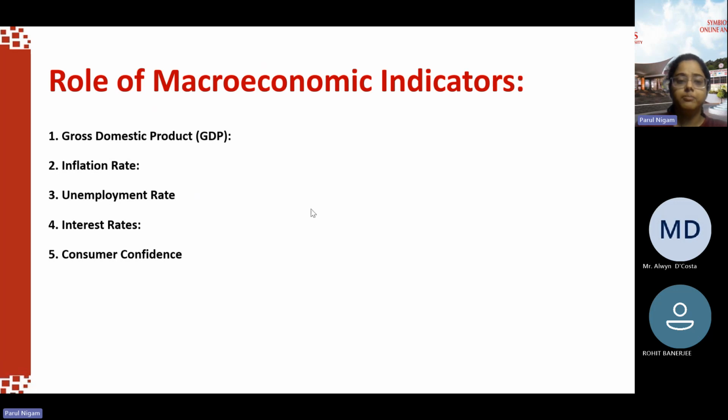Now, how do they impact our international financing? The first one is GDP, gross domestic product. The growth rate of GDP will also impact international funding. First of all, what is GDP? GDP measures the total value of goods and services which are produced within a country.